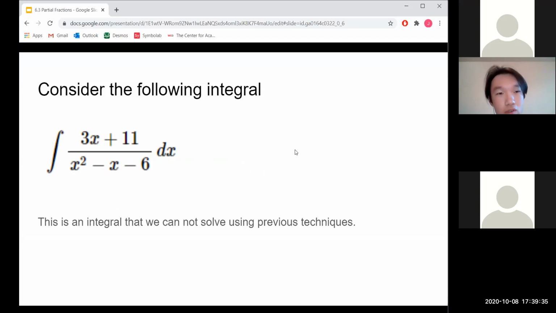This is the integral of 3x plus 11 over x squared minus x minus 6. And it appears that we don't know how to solve these types of integrals, or we don't know how to solve it using any techniques that we know so far.